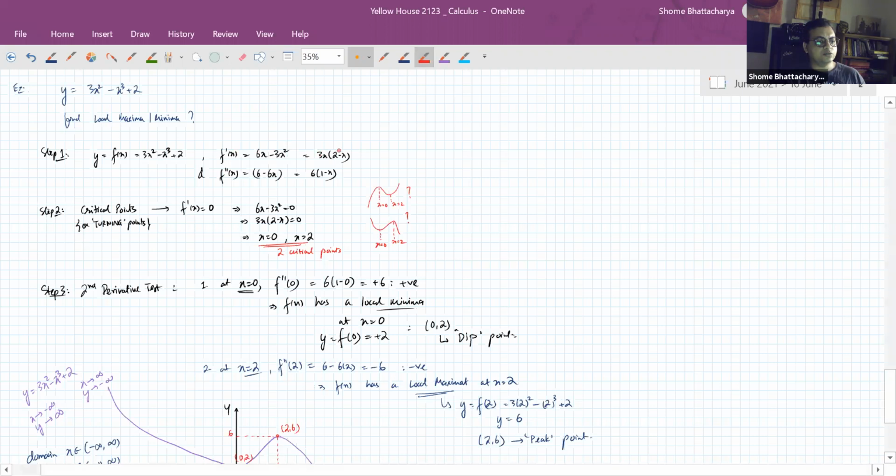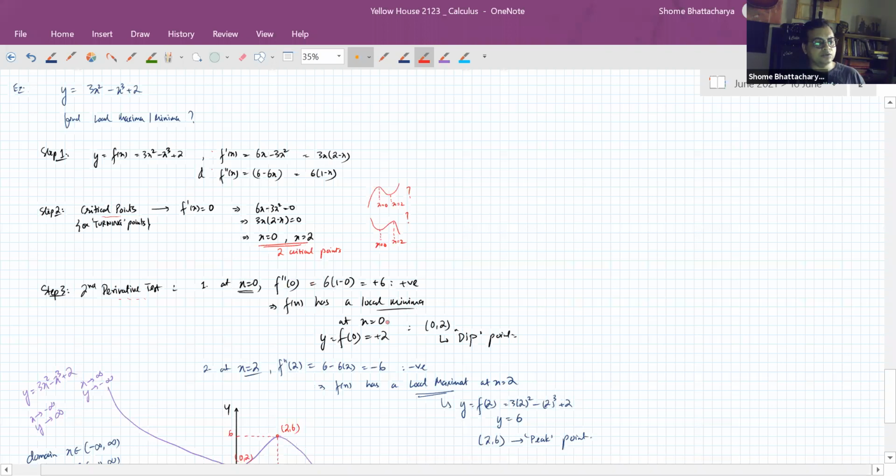First step, you find out the derivative, and you find out the second derivative. Then second step, you find out the critical points. And then, so we saw there are two critical points, x equal to 0 and x equal to 2. So then we worked out the second derivative test at each of those critical points. Okay, so that is this step. So from that we found out that x equal to 0 is the local minima point and x equal to 2 is the local maxima point.